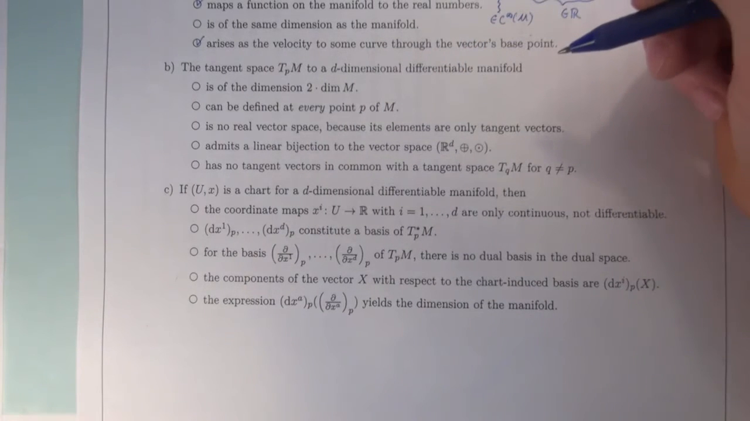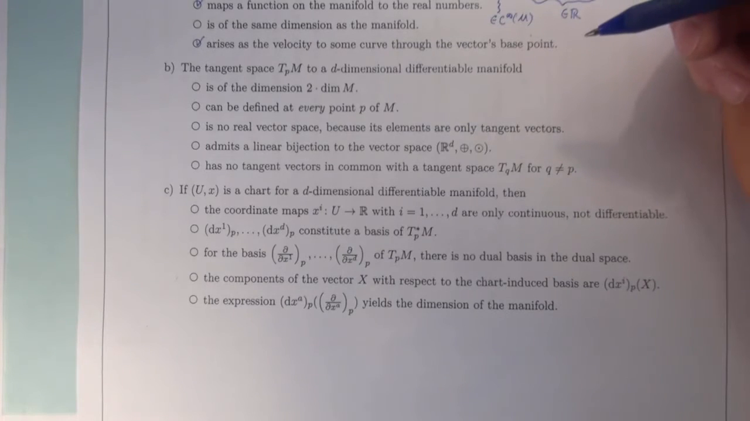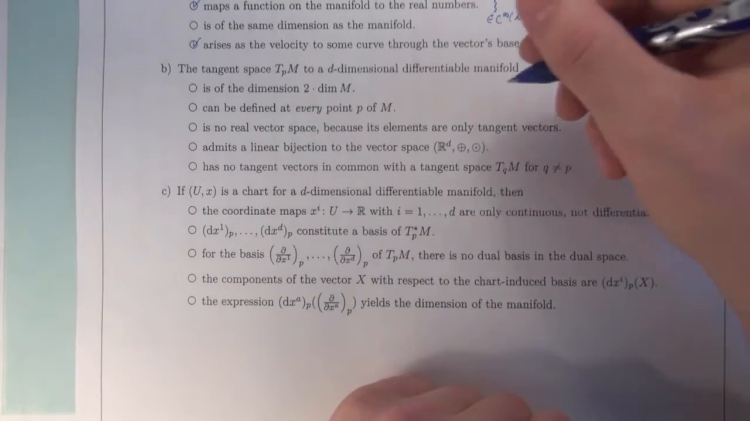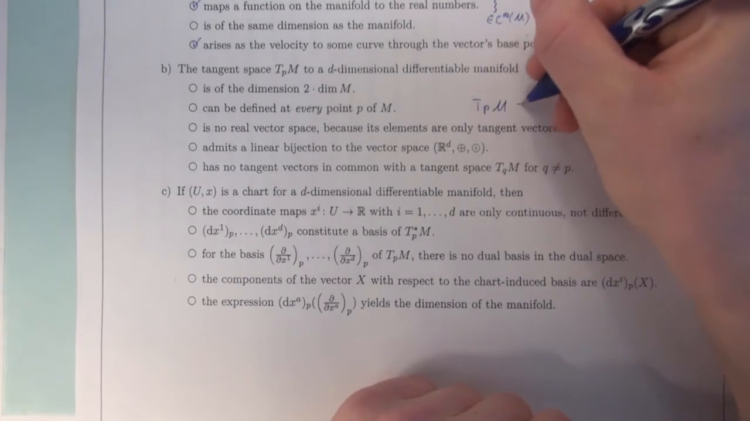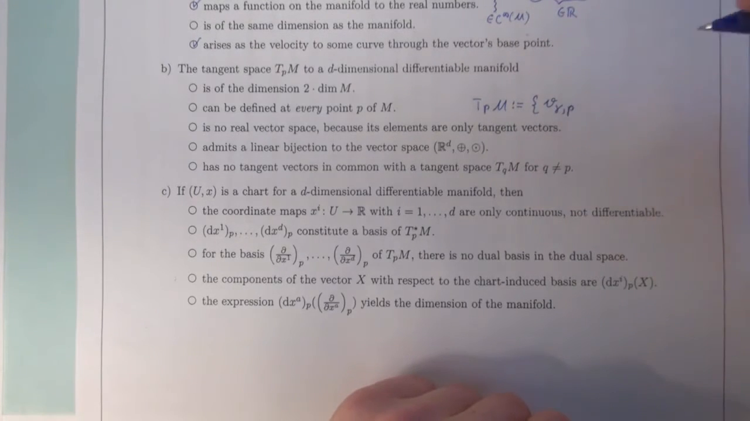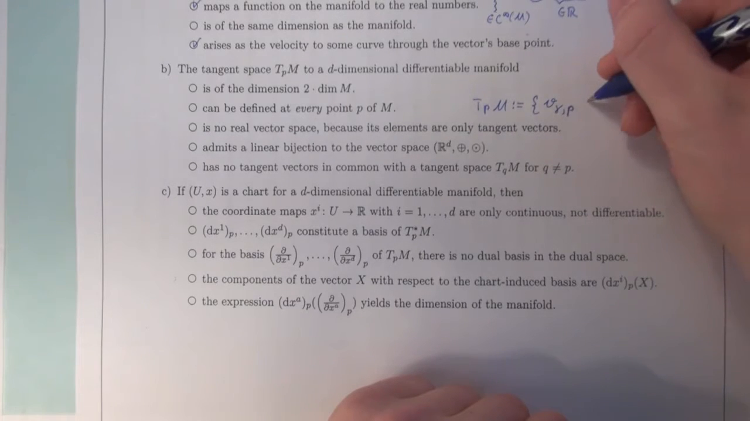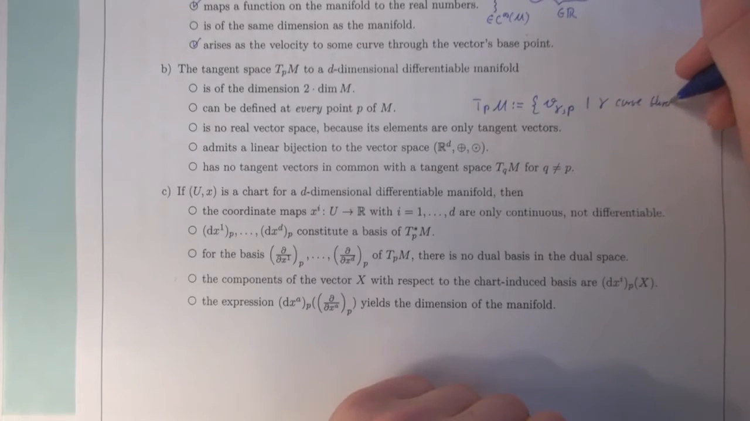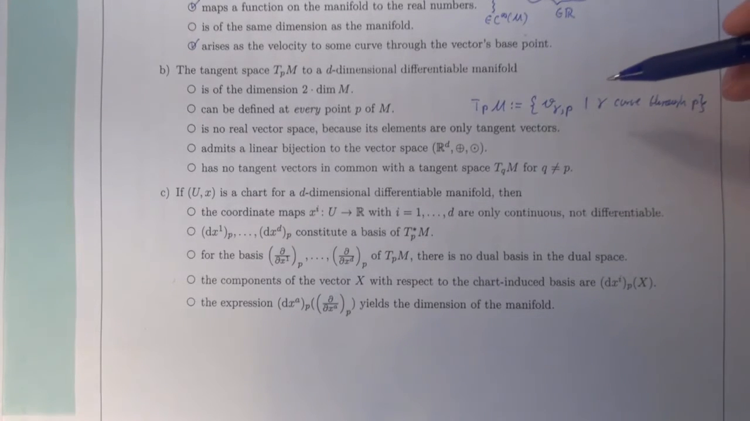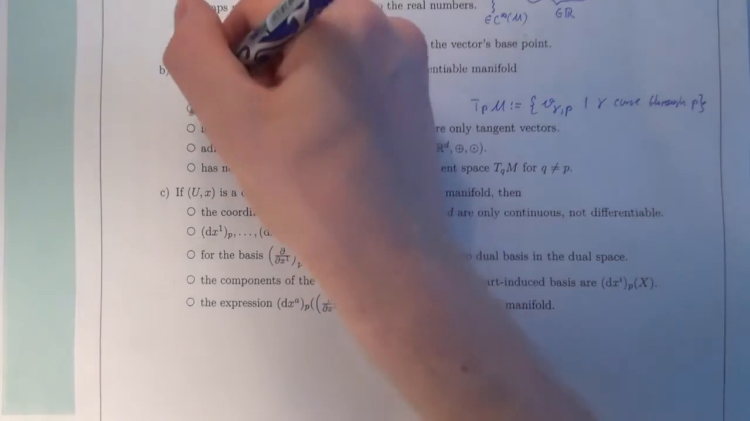The tangent space can be defined at every point P of M. Yeah, why not? Let's again take a look at the definition of the tangent space TPM. The tangent space TPM is just defined as the collection of all velocities of curves through this point P, where gamma is just a curve through this point P. And here we didn't make any restriction on the point P, so it is valid for every point P. There's no real reason to restrict it. So this option is right.